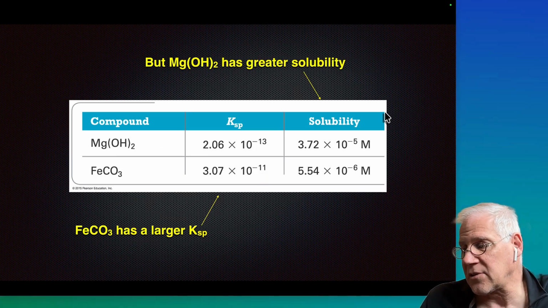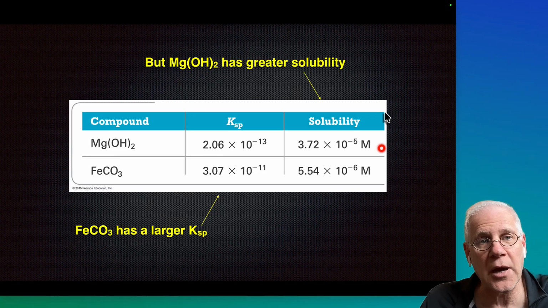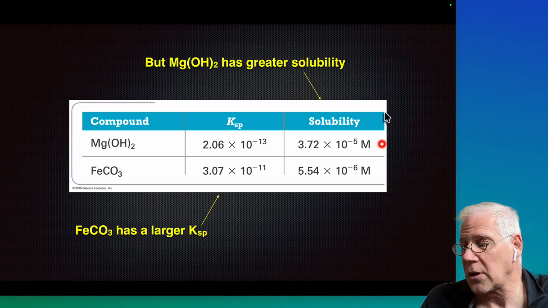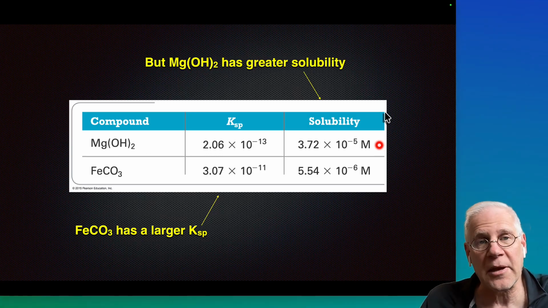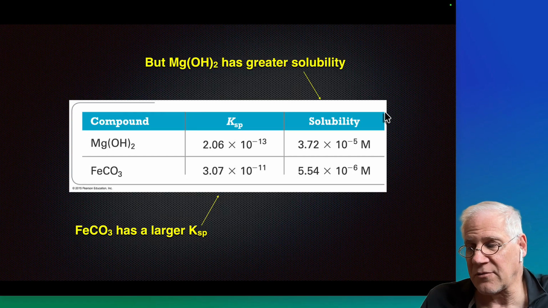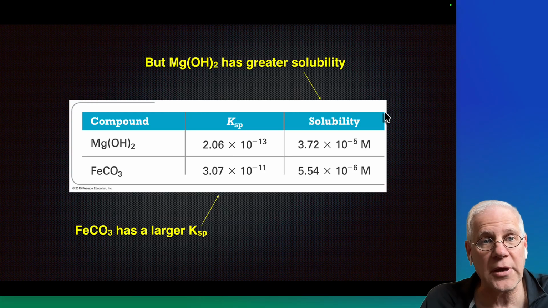When we calculate the solubility, if we were to do an ICE box on these, and we'll do one here in just a moment, we see that the solubility of magnesium hydroxide is just slightly bigger. Actually, it's about 10 times bigger than iron carbonate. So the lesson here is if they have a different stoichiometric ratio, you cannot compare them directly.